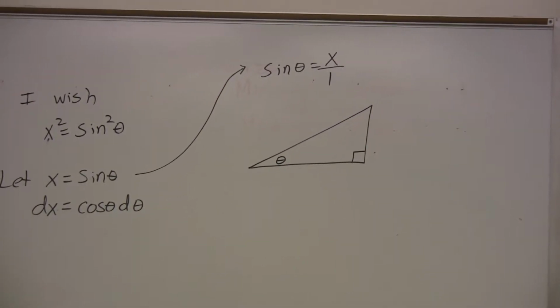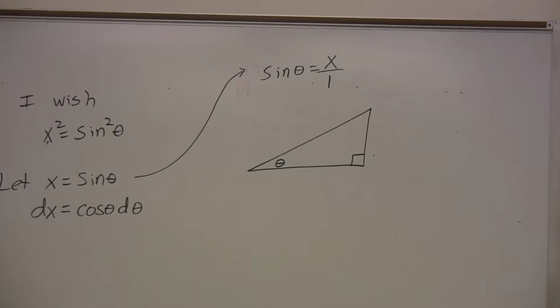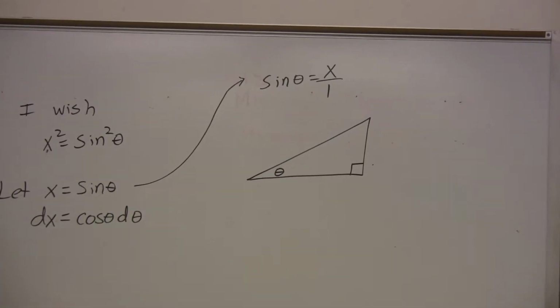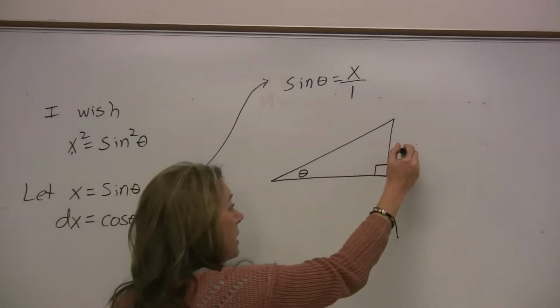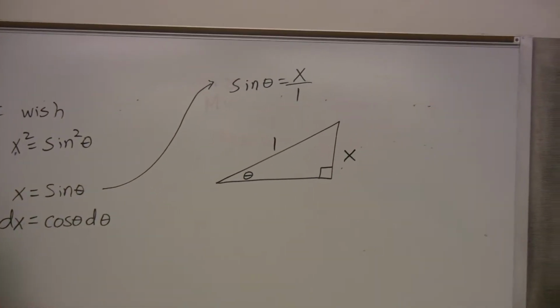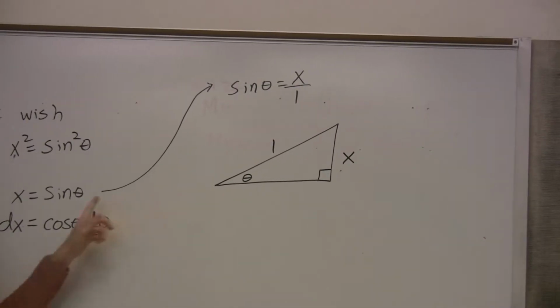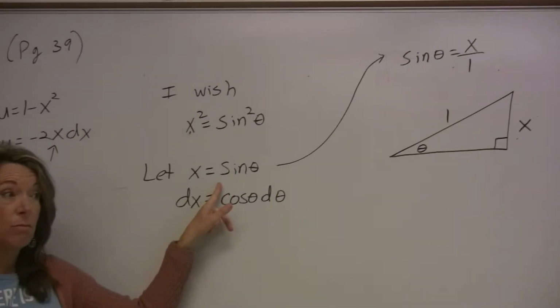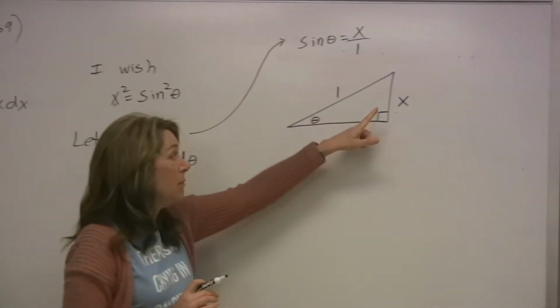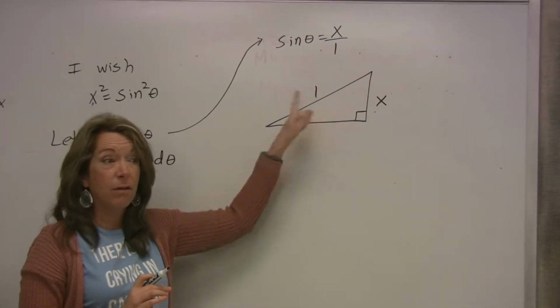Opposite over hypotenuse, he says? Remember that before you met me, or maybe you went and watched the online video? The opposite over the hypotenuse must be x over 1. This just came from the x that we chose. We chose x to be sine theta, which means the sine of theta must be x over 1, opposite over hypotenuse.